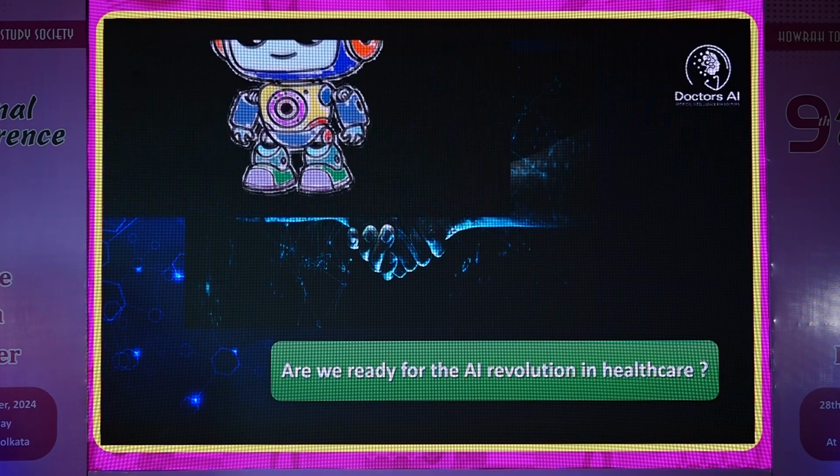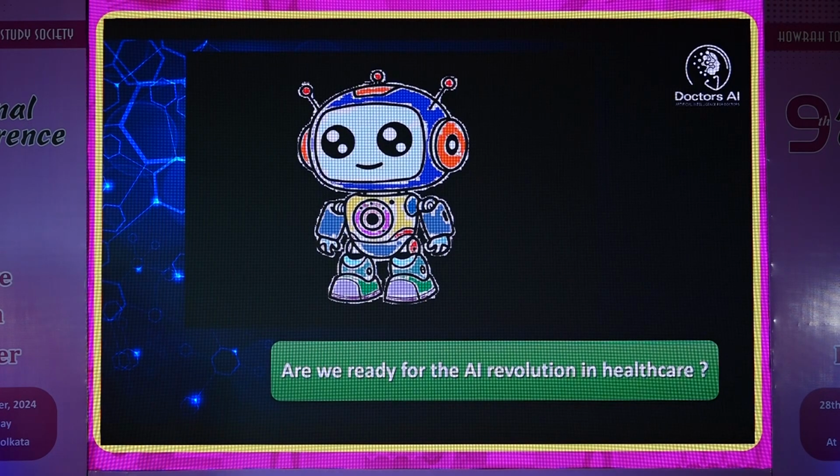In the morning when I came back home and I was making this presentation, my daughter came and said that you're making one more AI presentation. So she crept into my computer and she drew this robot and she said, you need to present this today. So this was actually drawn by my daughter in the morning. So I thought, let this be the robot symbol: are we ready for the AI revolution in healthcare.